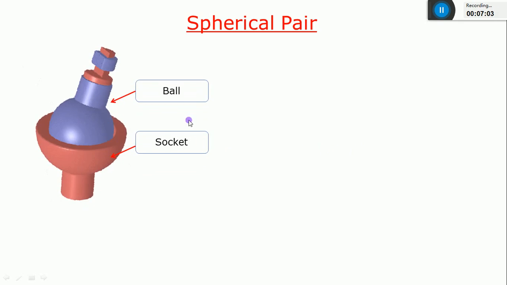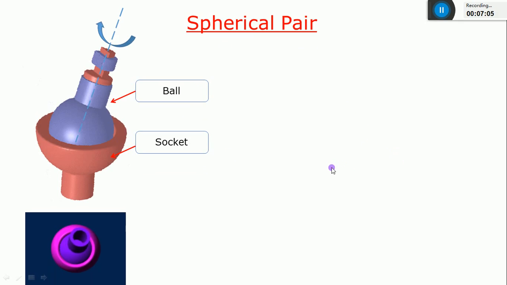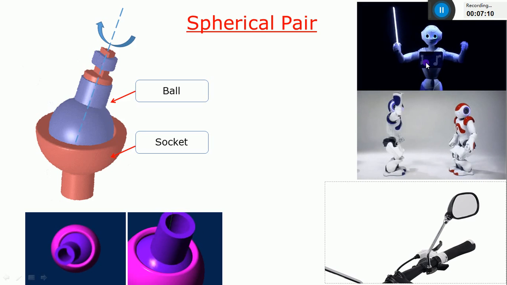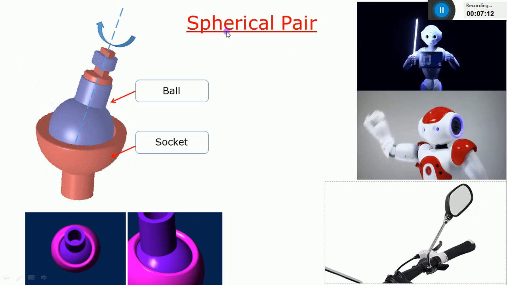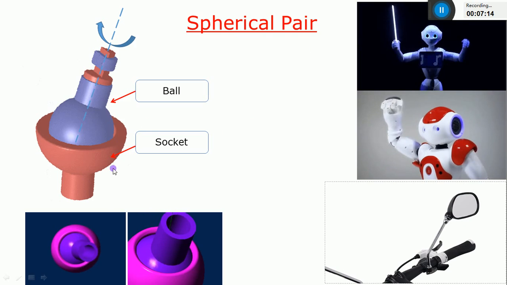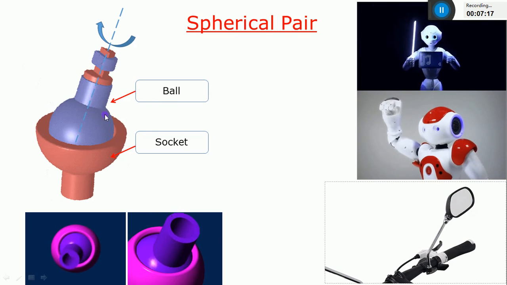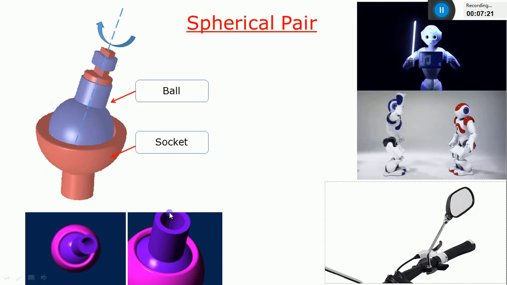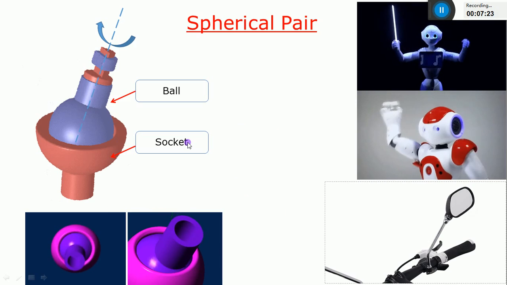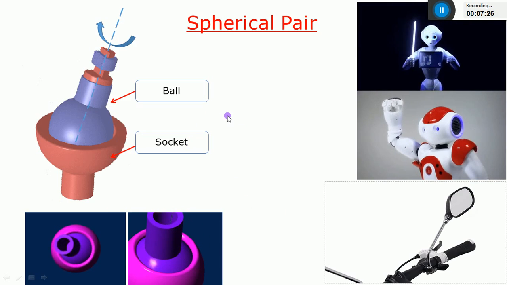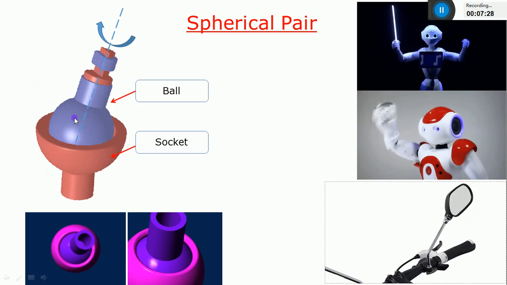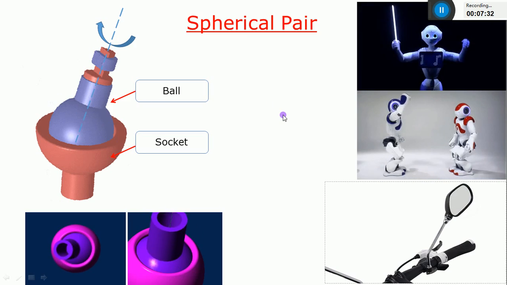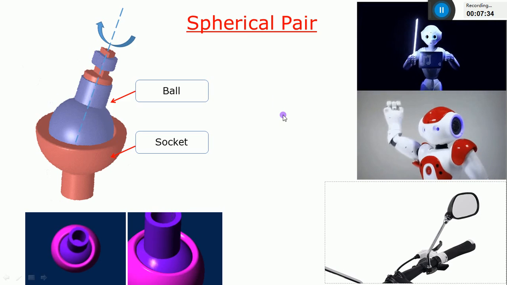And we have also discussed the spherical pair. I think the mirror in your car or bicycle and the joints of robotic arms are made of this spherical pair. It has two links, one is a socket and the other is a ball. In this case the degrees of freedom is 3. In the previous cases, sliding and turning have degrees of freedom 1, and rolling and screw pair have degrees of freedom 2.